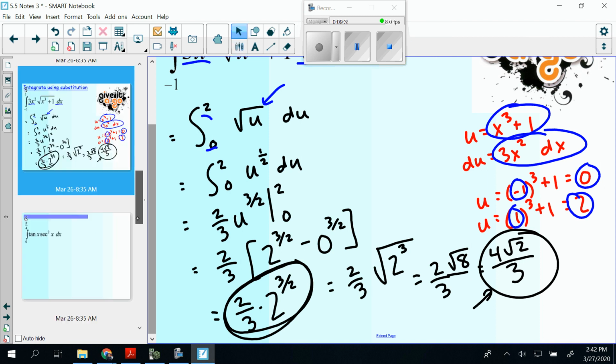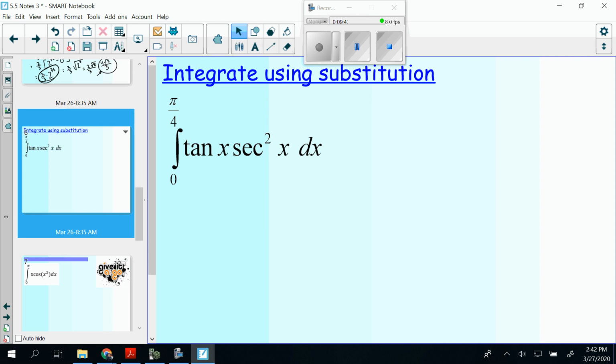All right. Next one. Let's try one with trig. So here we see that we got tangent times secant squared there. So what are we going to substitute here?